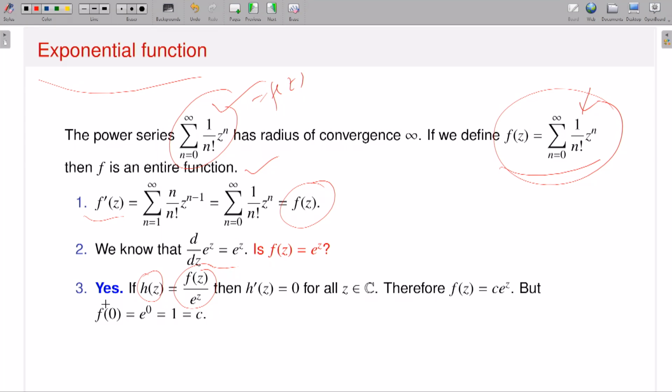Since my function is entire, or analytic, and its derivative is 0, h is constant. So you can conclude that f of z is equal to c times e to the power z, and from that equation you can conclude that c is equal to 1, because you can put z equal to 0: f of 0 is c times e to the 0, which implies c is equal to f of 0. I know what my sum function f is, so from there it follows that c is equal to 1. Therefore it turns out that the function f of z is equal to e to the power z.